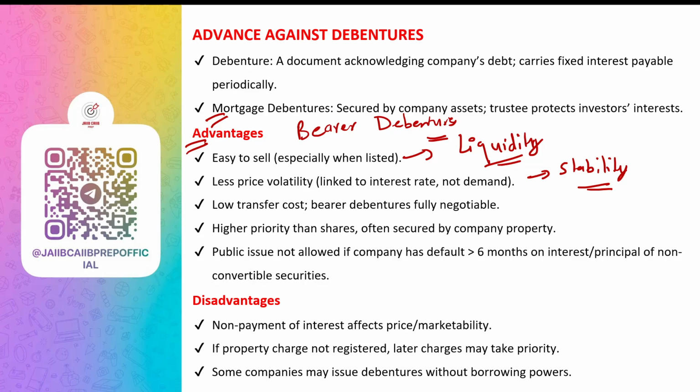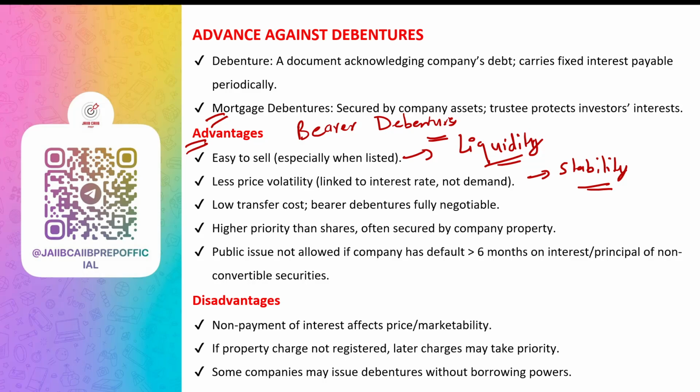Bearer debentures can be transferred by delivery and are treated as negotiable instruments, so negotiability is there. In liquidation, debenture holders rank higher in repayment priority compared to shareholders. So they have priority over the shares. And generally, debentures are backed by a charge on company property, giving the lender an additional layer of protection.